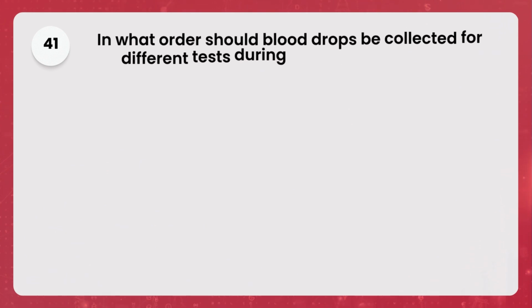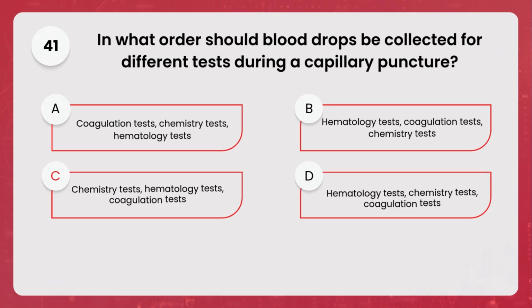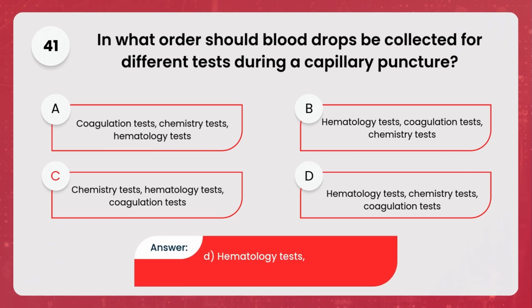Number 41. In what order should blood drops be collected for different tests during a capillary puncture? A. Coagulation tests, chemistry tests, hematology tests. B. Hematology tests, coagulation tests, or chemistry tests. C. Chemistry tests, hemoglobin tests, coagulation tests. Or D. Hematology tests, chemistry tests, coagulation tests. The answer is D. Hematology tests, chemistry tests, coagulation tests.